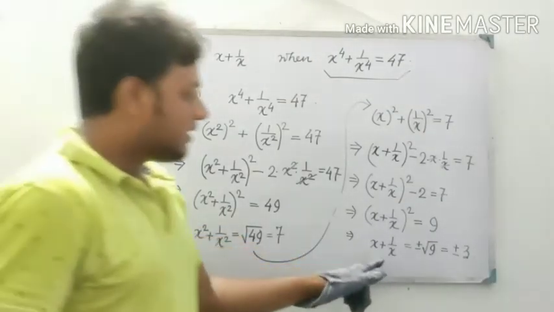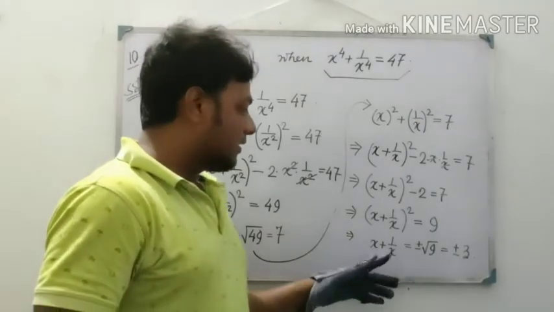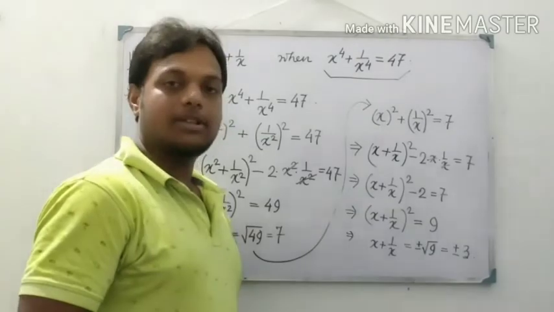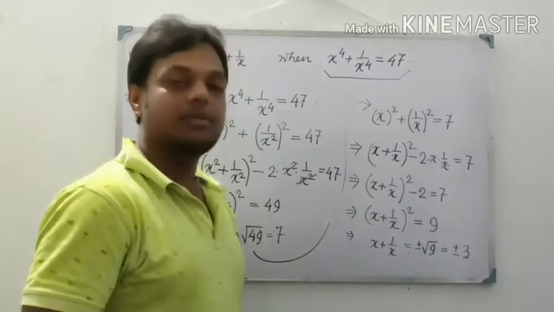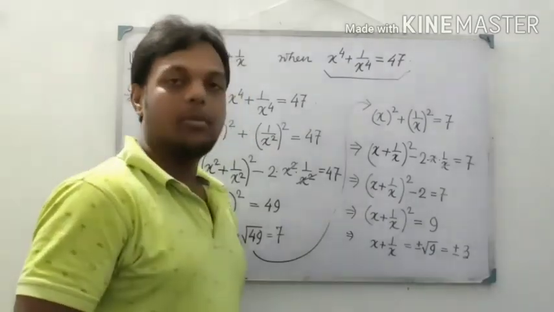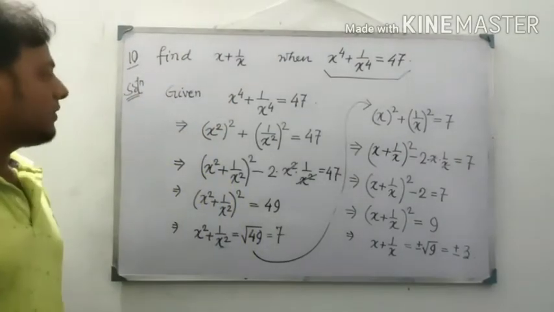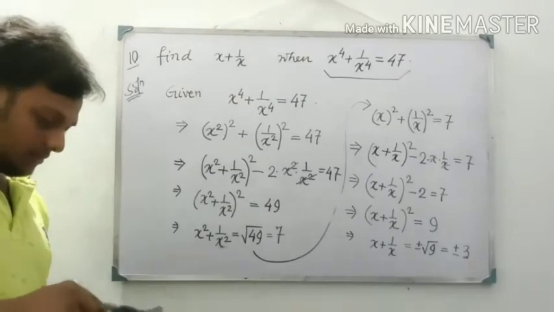But here there is a chance that we are not sure about the positivity of x plus 1 by x. That is why we have considered plus minus here. It can be plus and it can be minus also. Is it clear? This is a very important problem. So pause the video and note down the solution.